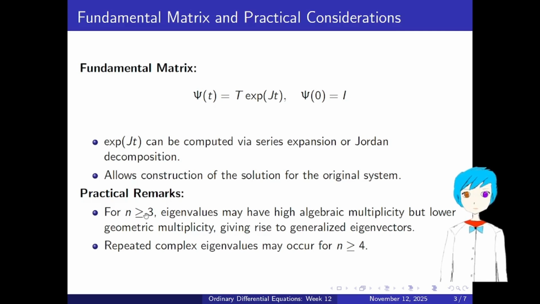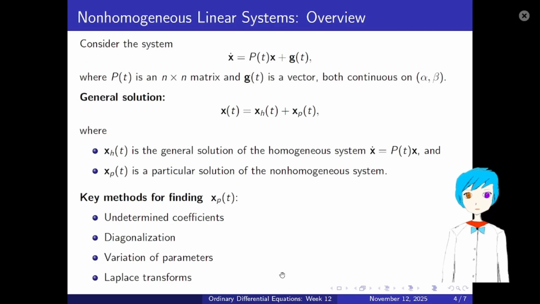Specifically, for n greater than or equal to 3, eigenvalues may have high algebraic multiplicity but much lower geometric multiplicity, and the Jordan matrix can be more complicated. Repeated complex eigenvalues may occur if the dimensionality is greater than or equal to 4. So in those cases, we may need to use a calculator for calculating the eigenvalues as well as the Jordan form of the matrix A.